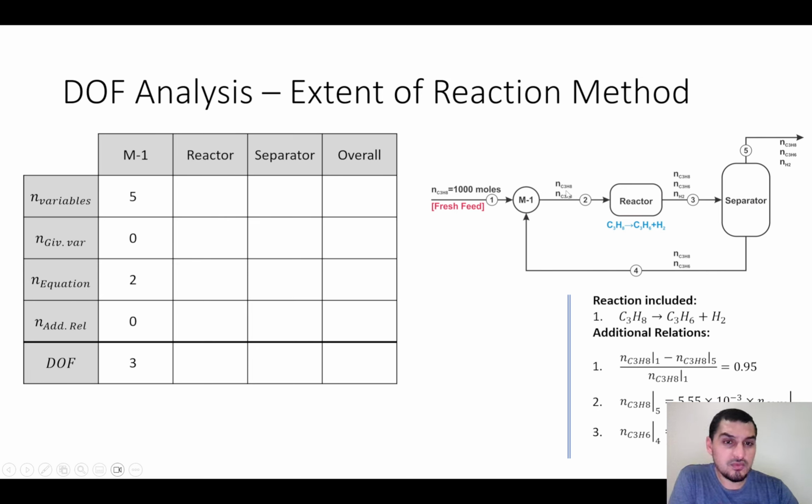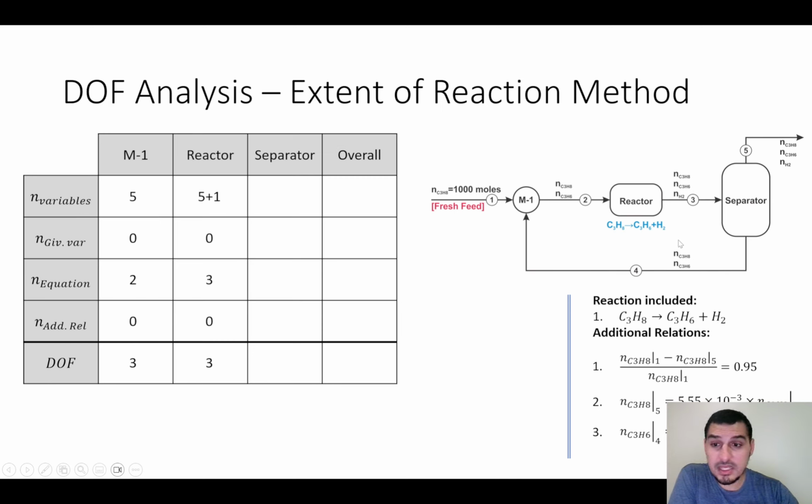For the reactor, we have 1, 2, 3, 4, 5. Here I'm doing the calculations using the extent of reaction method. So we have 5 variables plus 1, which is this reaction. There is no given variable. The number of equations is 3, because we have propane, propylene, and hydrogen, and the additional relations is 0, because we don't have any additional relations in the reactor. So we have 3 degrees of freedom for the reactor. For the separator, we have 1, 2, 3, 4, 5, 6, 7, 8. So we have 8 variables, no given variables. The number of equations is 3.